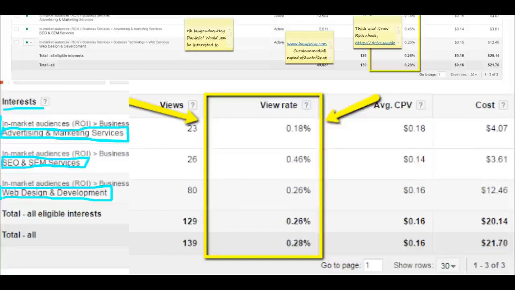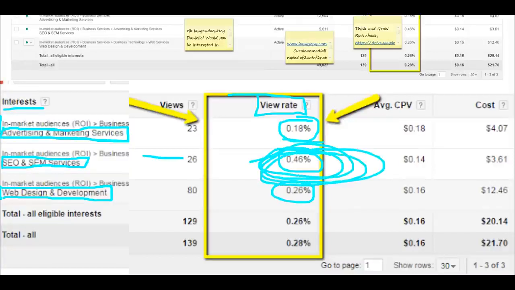Now, what you'll see is, I don't have a lot of data here, but we do see some clear trends. I'm looking at my view rate right here, and we see I have a 0.18% view rate, a 0.46% view rate, and a 0.26% view rate. Now, the one that stands out is obvious. This number right here is much higher than the others. And it's because it is in this category, SEO and SEM services.